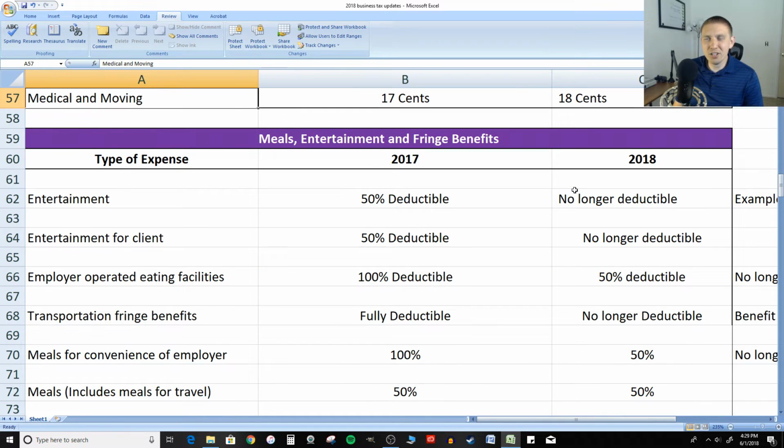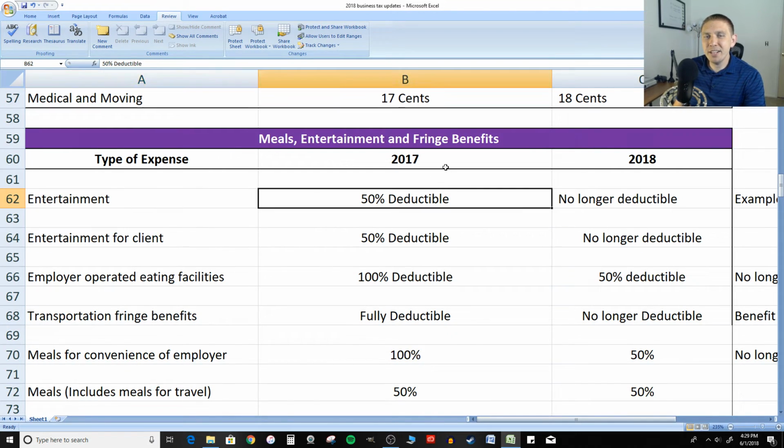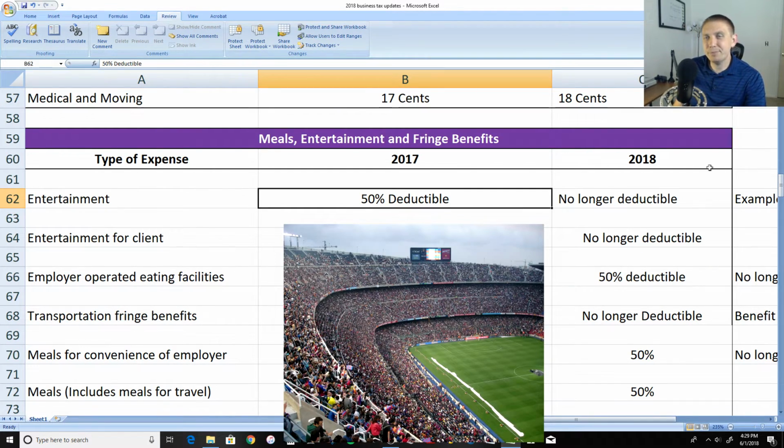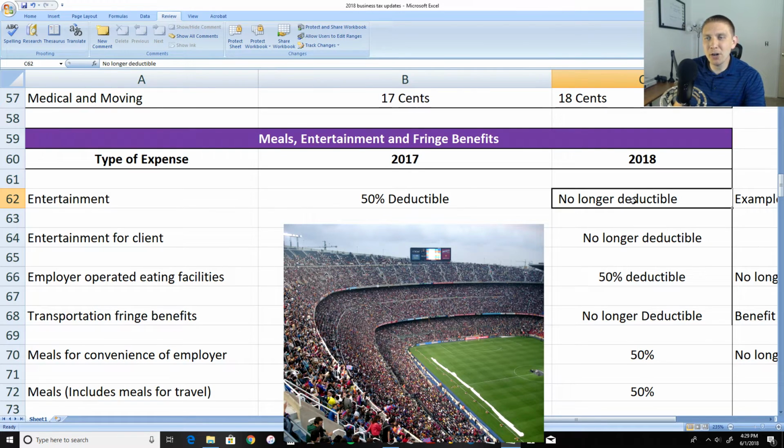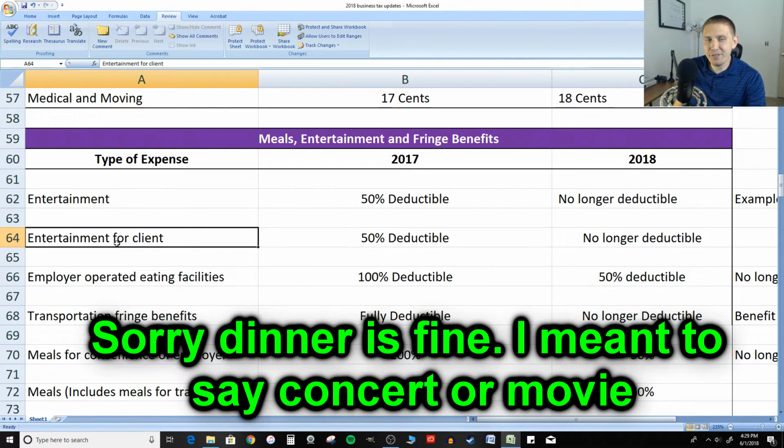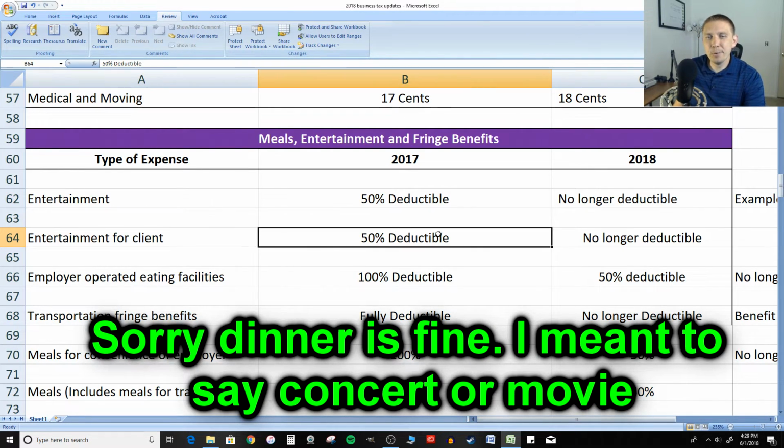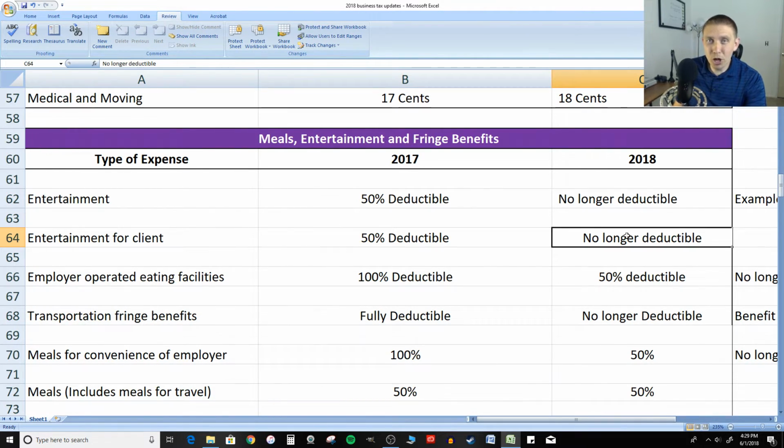One of the biggest changes, guys, is the rules around meals and entertainment and fringe benefits. So let's look at that right now. Entertainment in 2017 used to be 50% deductible. Now in 2018, it is no longer deductible. Entertainment for a client, so you take a client out to a movie, out to dinner or whatever, was 50% deductible. Now it's no longer deductible.